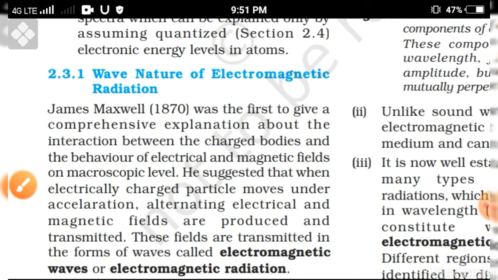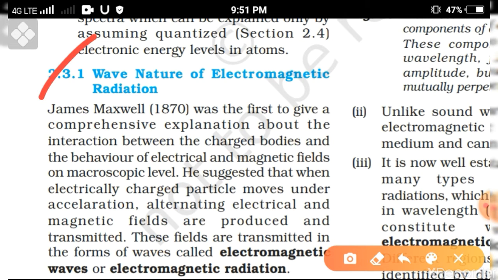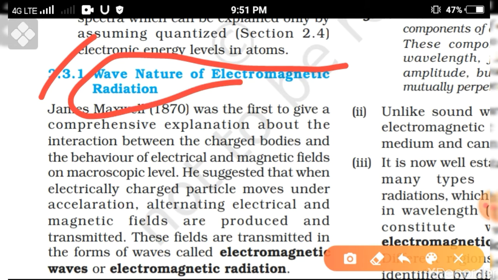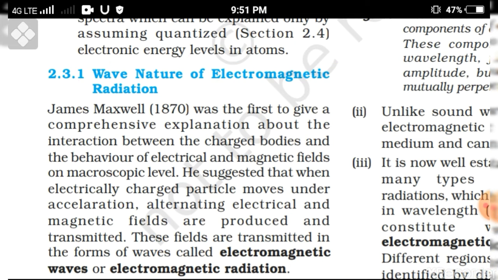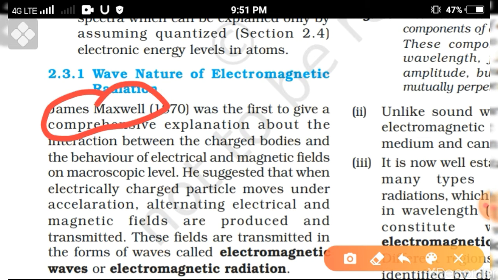Now we will discuss the wave nature of electromagnetic radiation. We have discussed two types, wave nature and particle nature. First we will discuss the wave nature of electromagnetic radiation. James Maxwell, in 1870, was the first to give a comprehensive explanation.